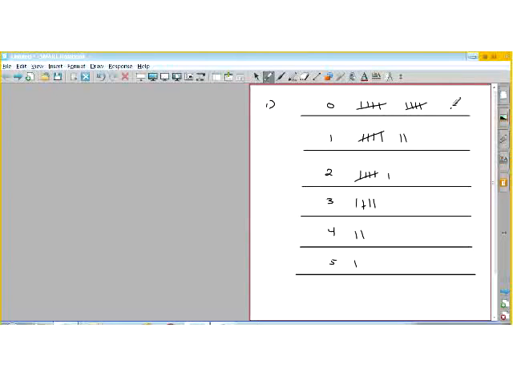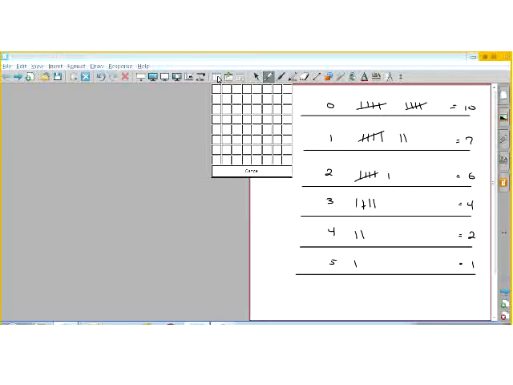Now, from this, we add up the number of marks. So there's 10 marks for 0 chores. There's 7 marks for one chore. There's 6 marks for 2 chores. There's 4 marks for 3 chores. There's 2 marks for 4 chores, and there's 1 mark for 5 chores. So now what we can do is both the frequency and the relative frequency distribution.